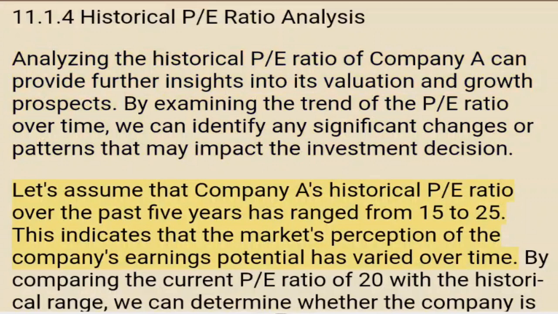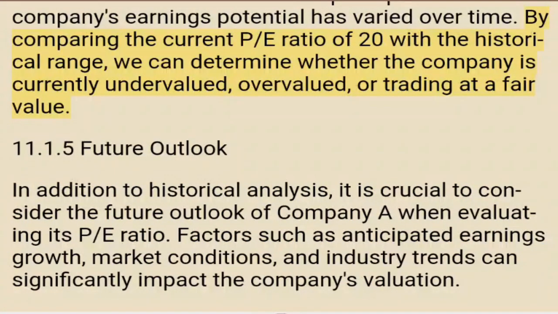15 to 25. This indicates that the market's perception of the company's earnings potential has varied over time. By comparing the current P/E ratio of 20 with the historical range, we can determine whether the company is currently undervalued, overvalued, or trading at a fair value.